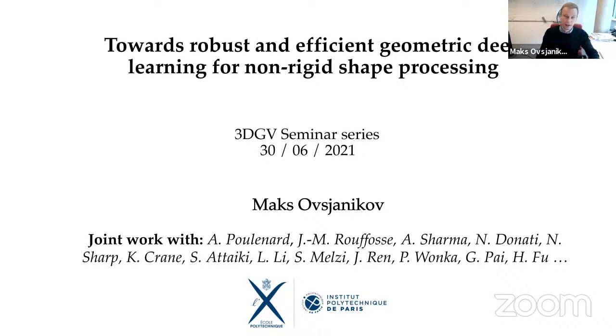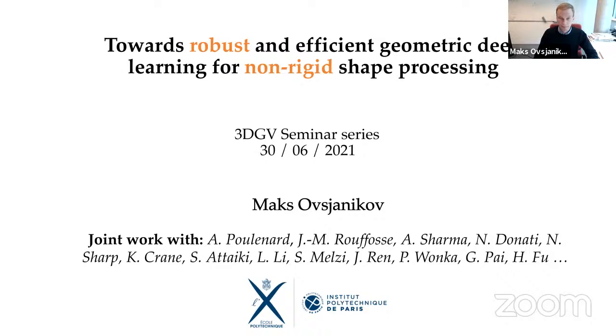So my talk today is about, basically the title is, Towards Robust and Efficient Geometric Deep Learning for Non-Rigid Shape Processing. It's kind of a long title, but I wanted to emphasize two words: robust and non-rigid. In my experience, those two words often don't go together. So today I'll try to say how we can make non-rigid shape processing a little bit more robust than usual. This is joint work with many wonderful people, most of them especially my students, and I'll be mentioning the works as I go along.